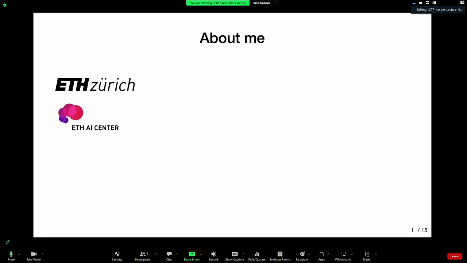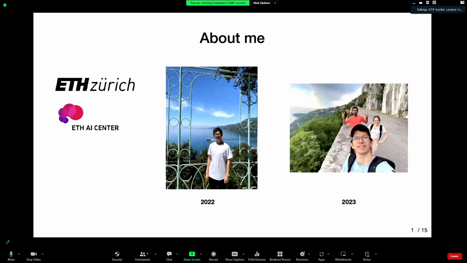I'm a third year PhD student at ETH, and for the past 2 years I've been coming to ICTP, and you see on these pictures the weather was very nice, so we have many happy faces. But yeah, let's hope that the weather will be nice for the rest of the week.